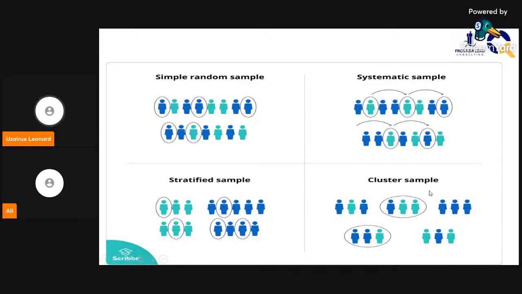Then we have cluster. Cluster in the sense that these people are clustered into three groups. So you see that we leave the first one, we take one cluster. Then we leave this other one, we take another cluster. So I don't know if you are following that.